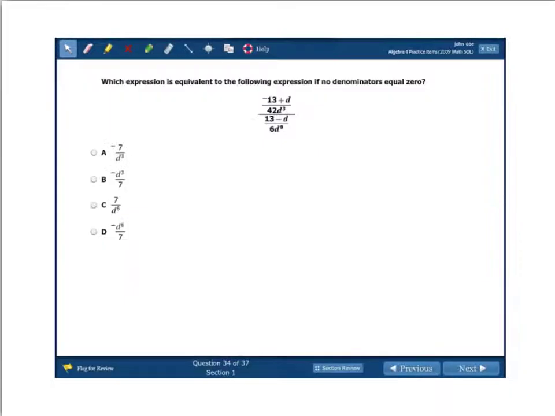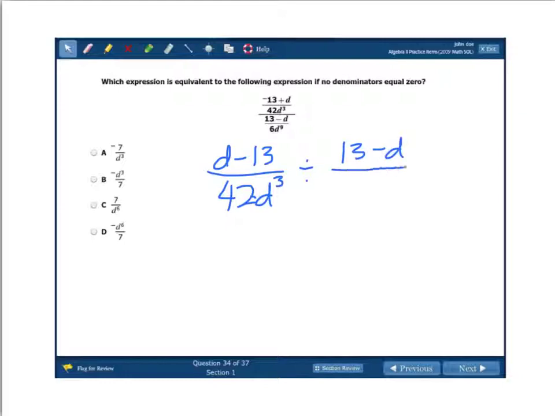Next. Oh, goody, a complex fraction. But thankfully, look, it's multiple choice again. Yay. Okay. So we're going to start by writing it as a division problem. And I'm not going to write negative 13 plus d. I'm going to write d minus 13 over 42d to the 3rd power divided by 13 minus d. Well, that's actually not going to help us, but we can rewrite that. Anybody already see a good way to rewrite that, hopefully?